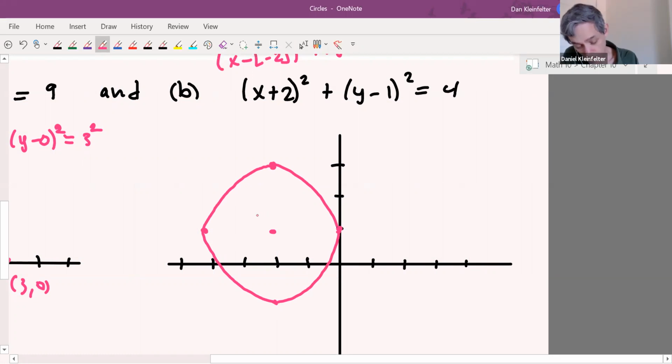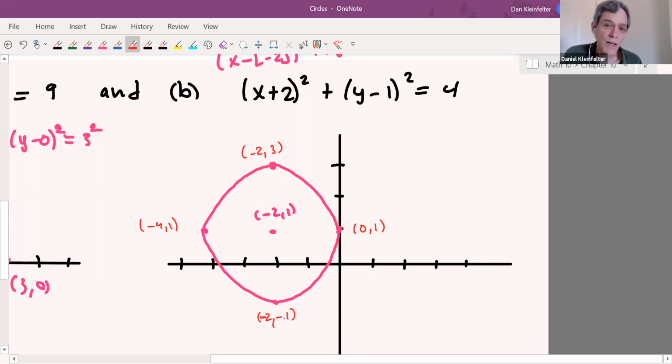All right, so that's good. So our center is at negative 2, 1. And then just for fun, let's go ahead and figure out what the other coordinates are. So this one will be at 0, 1. This one will be at negative 2, 3. And then on the left side, we'll have negative 4, 1. And then we'll have negative 2 and then our radius was 2, so we'll go down to negative 1. Okay, so there are our coordinates for the extremes of this circle.